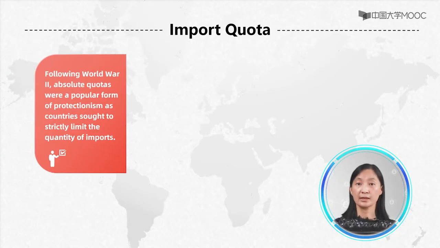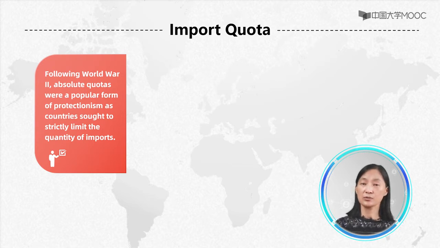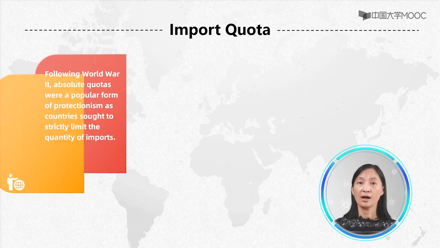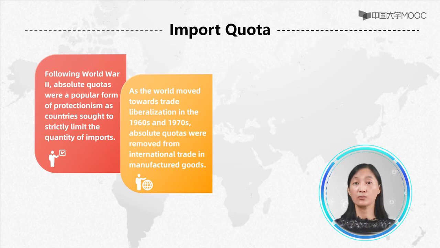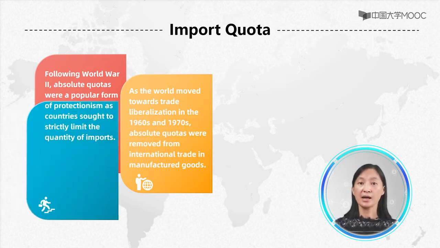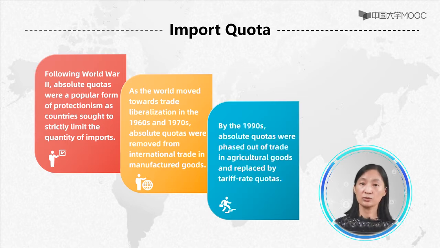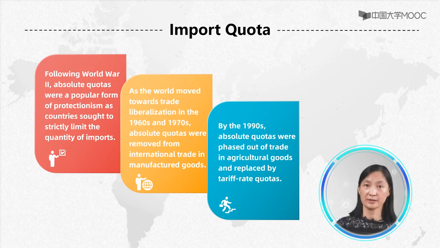Following World War II, absolute quotas were a popular form of protectionism as countries sought to strictly limit the quantity of imports. However, as the world moved towards trade liberalization in the 1960s and the 1970s, absolute quotas were removed from international trade in manufactured goods. By the 1990s, absolute quotas were phased out of trade in agricultural goods and replaced by tariff rate quotas.